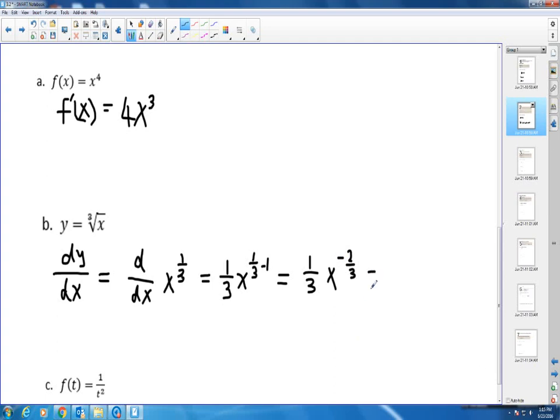If I want to simplify again, a negative exponent means I have to flip it to the bottom. So that'll give me x to the 2/3. 1/3 implies that the 3 is in the denominator, and since there is nothing on top, there will be a 1 on top. So if I simplify it, I can rewrite it as 1 over 3x to the 2/3 power.